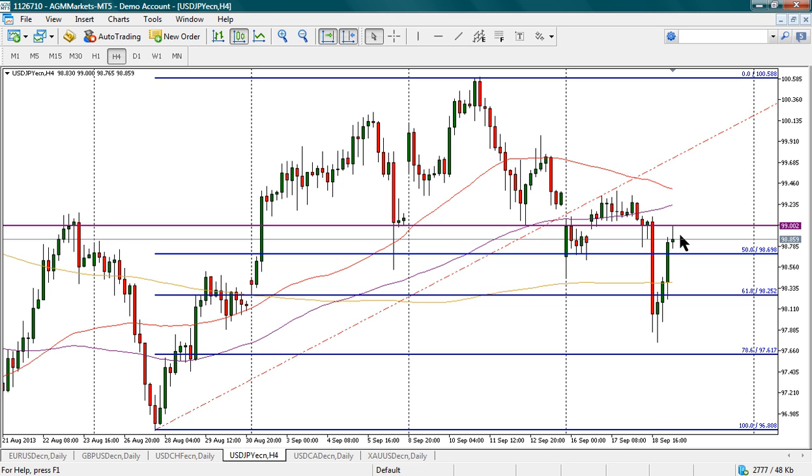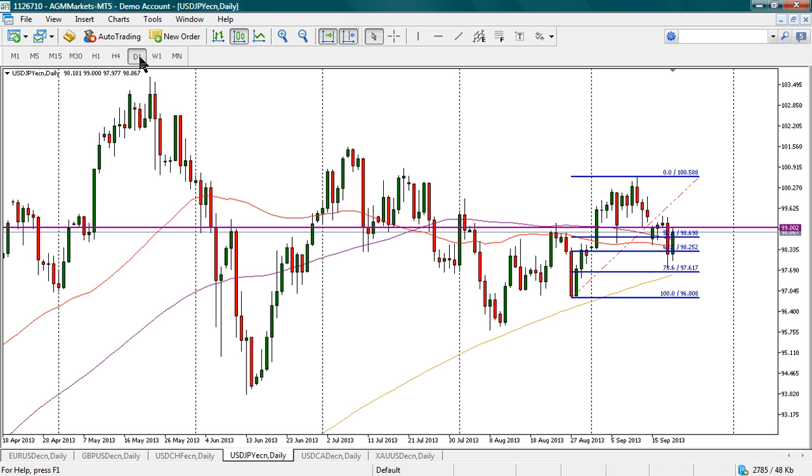Be very interested to see if we close above them, then I think it will rotate higher and get towards the 100 handle, or at least the 99.50s. But yeah, the 4-hour close will be very key there, and of course the daily close as well. I think it will need a daily close above that to rotate higher. But yeah, that's the focus on the dollar yen.